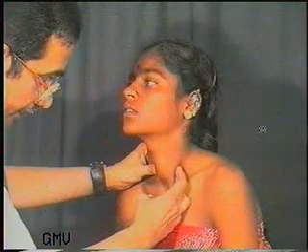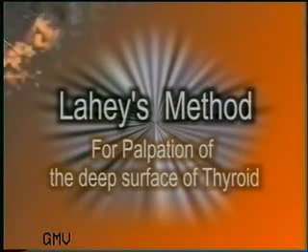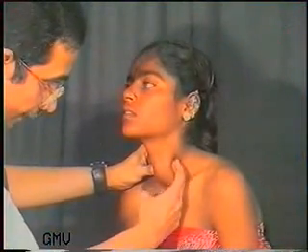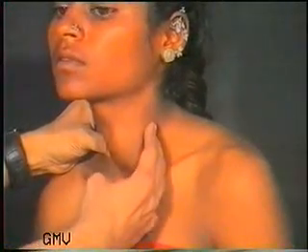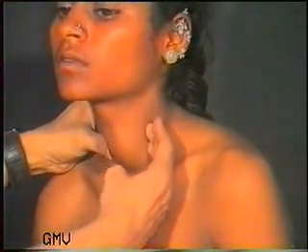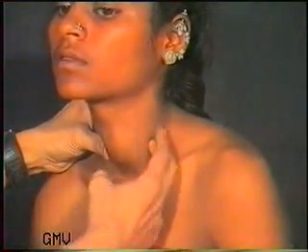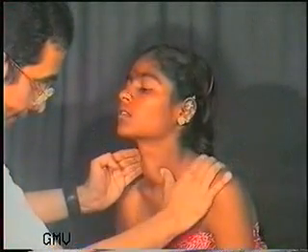Now stand in front of the patient, extend the neck slightly and palpate by Lahaye's method for the deep or posteromedial surface of the gland. To palpate the left lobe, push the thyroid gland to the left by your left hand so that the left lobe is pushed out of the tracheoesophageal groove, and then with the right hand palpate the posterior surface for nodules. Then repeat the procedure on the right side.